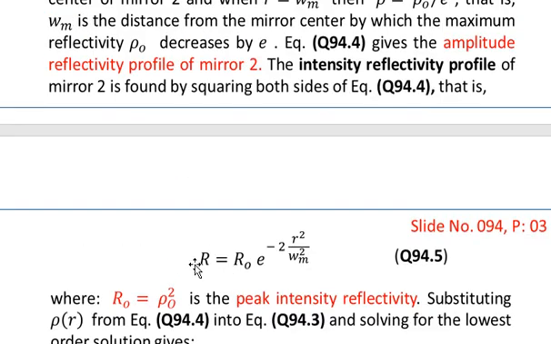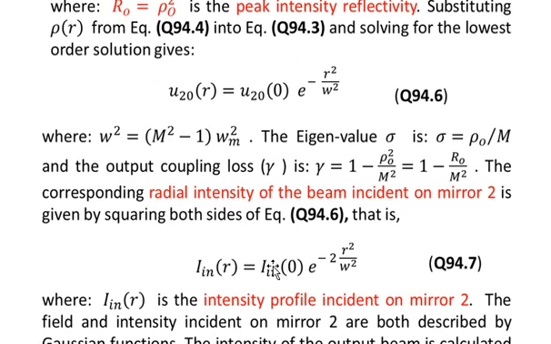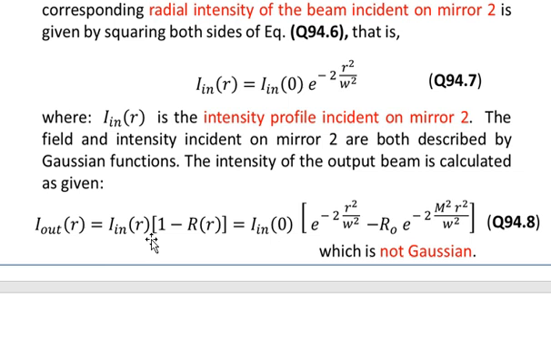On the left hand side, we have capital R of small r is equal to r naught e to the power minus 2 r square over w_m square. So using equation number 5 and equation number 7 in equation number 8, we get the full form of equation number 8 as given on the right hand side, which is I_in of 0. Within the square bracket, we have e to the power minus 2 r square over w square minus r naught into e to the power minus 2 m square r square over w square, which is not Gaussian.